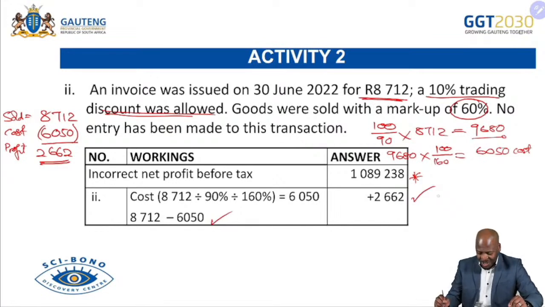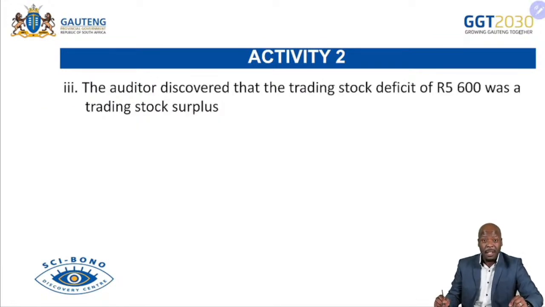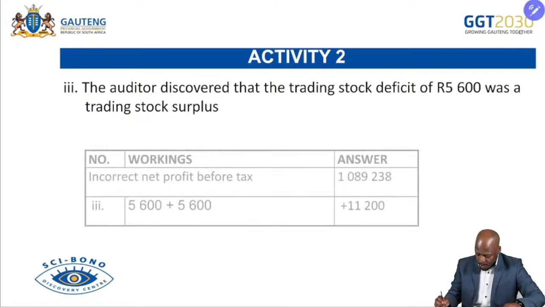Okay, let's quickly go on to the next aspect. Number 3, it says, the auditor discovered that the trading stock deficit, this one is an easy one. The auditor has discovered that the trading stock deficit of 5,600 was a trading stock surplus. So in our books, we recorded a trading stock deficit, but it is actually a surplus. So what then do we do? Remember, it is 5,600.